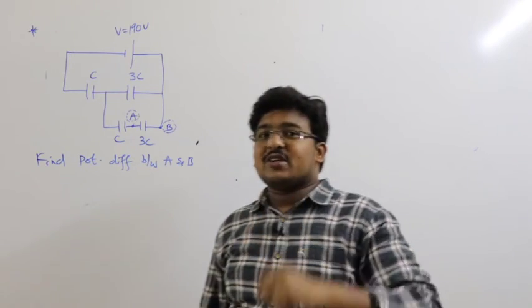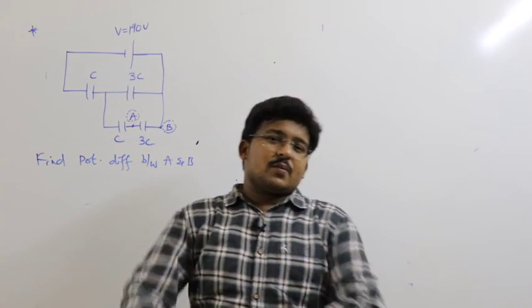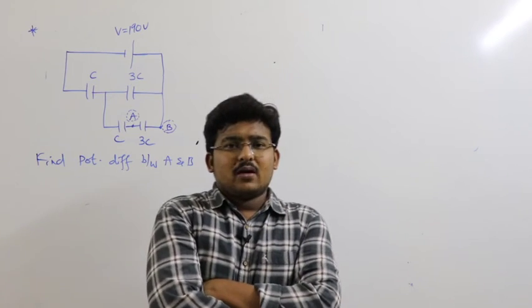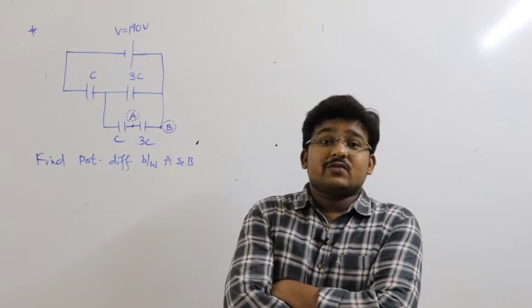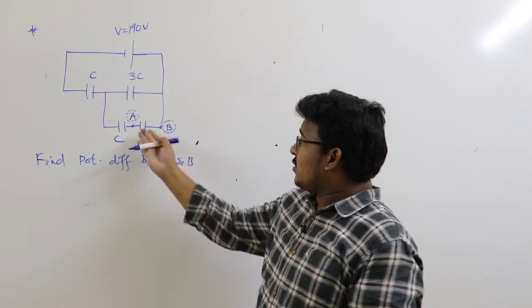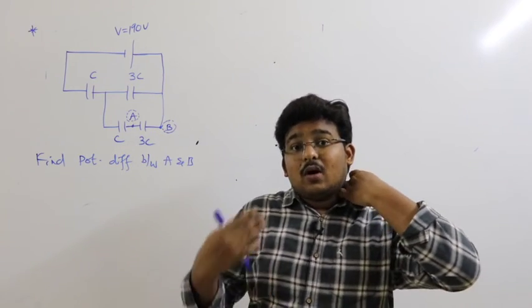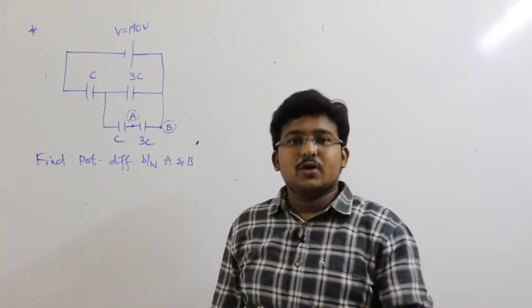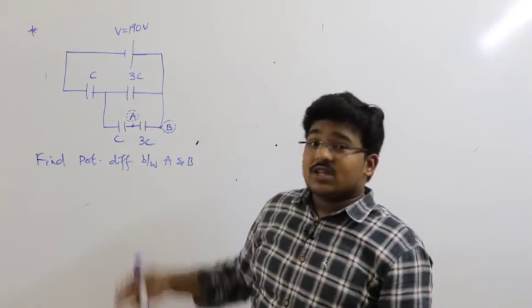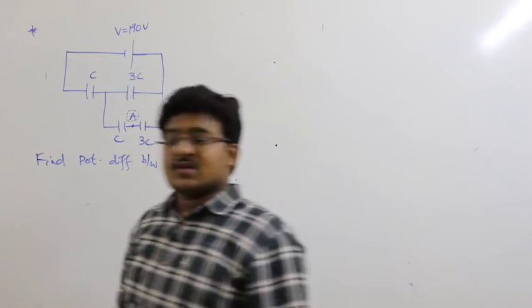They are asking the potential difference. What is the potential difference formula? Q is equal to CV. So V is equal to Q upon C. So the C value we know, but Q we don't know. So how to get the Q value? So we need to search for the equivalent capacitance first.